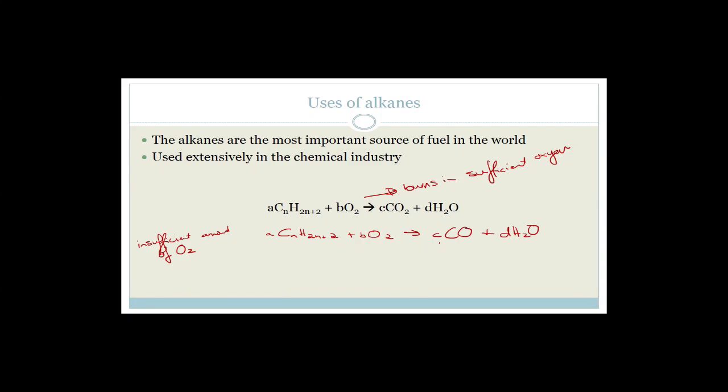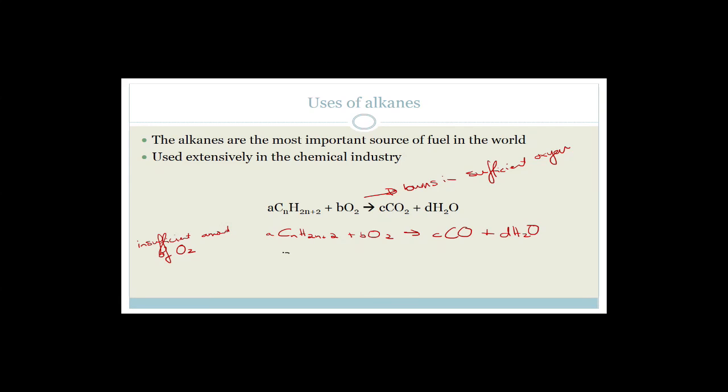And carbon monoxide is way more toxic to us humans than carbon dioxide, because carbon monoxide joins onto our red blood corpuscles instead of the oxygen, and then basically we suffocate. So we need to practice balancing this reaction as well, just to make sure that you can actually do it.